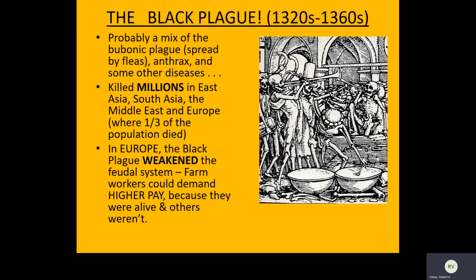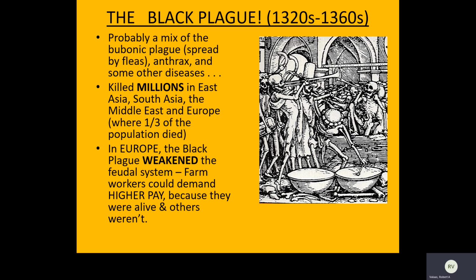Historians today are pretty sure it was probably a mix of the bubonic plague, which is spread by fleas, with some anthrax thrown in there and probably some other diseases as well. But the combination was a deadly pestilence that killed millions in East Asia, somewhere between 1/4 and 1/3 of the people in China, in South Asia, the Middle East, and Europe, where, again, about 1/3 of the population died, 1 out of 3 people.